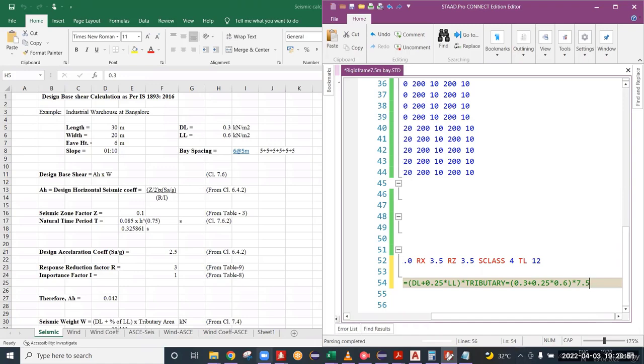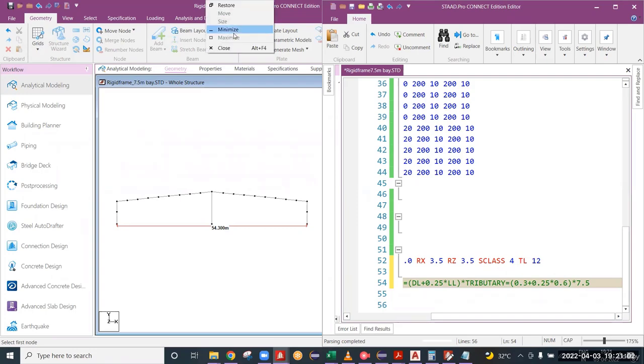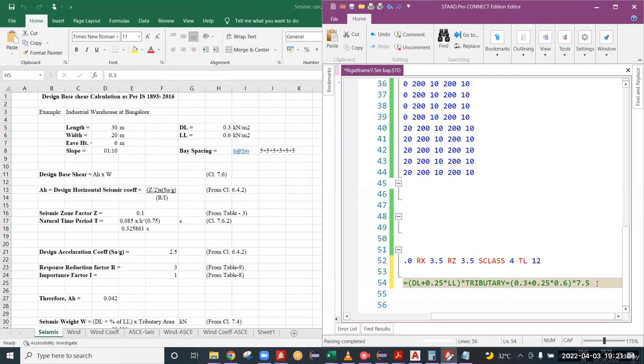Okay, I'm not applying the width here because we have given width in this direction. We have provided it in the geometry itself. It will calculate directly what the width value is. So that's why I'm not giving it here. So now calculate this one.